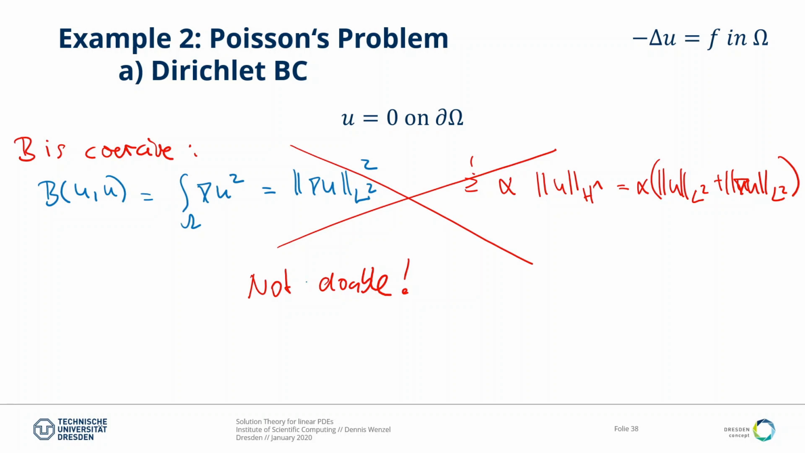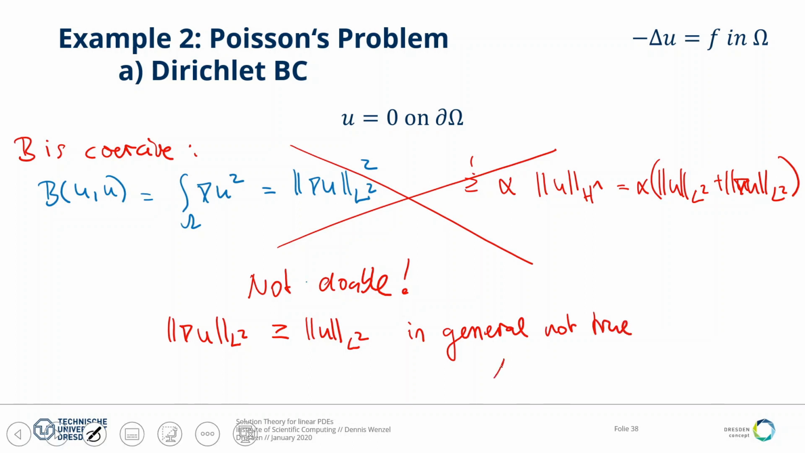So the core point here is that I cannot use the gradient of u in the L2 norm to bound these function values from above. That's in general not true. And for that you can verify a simple example.